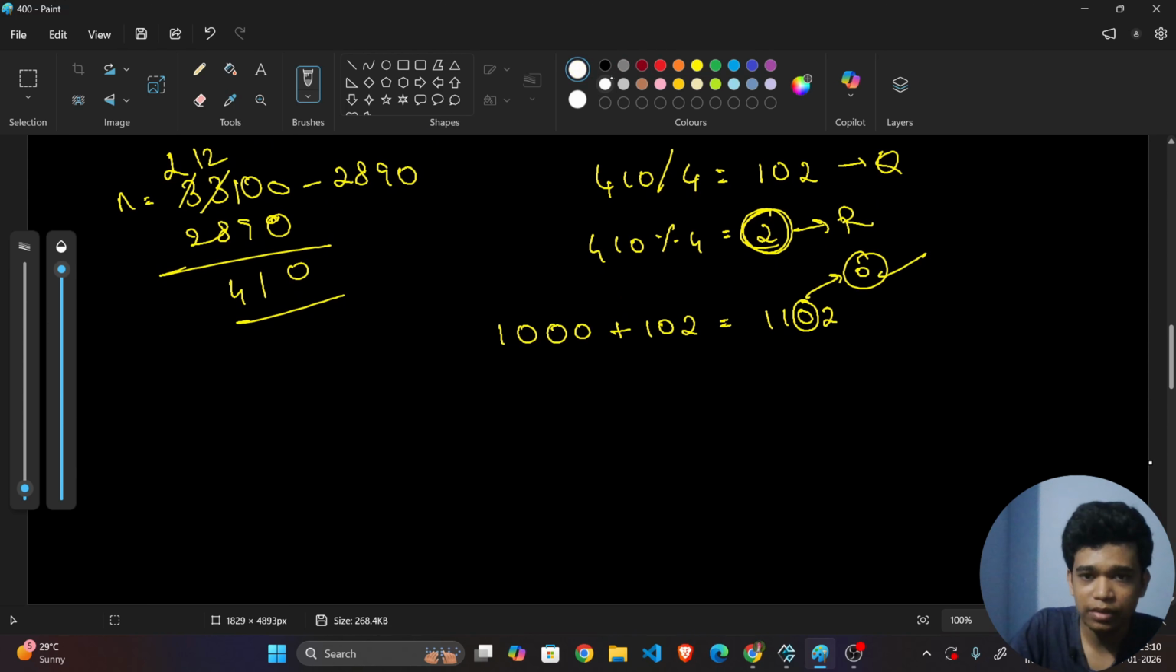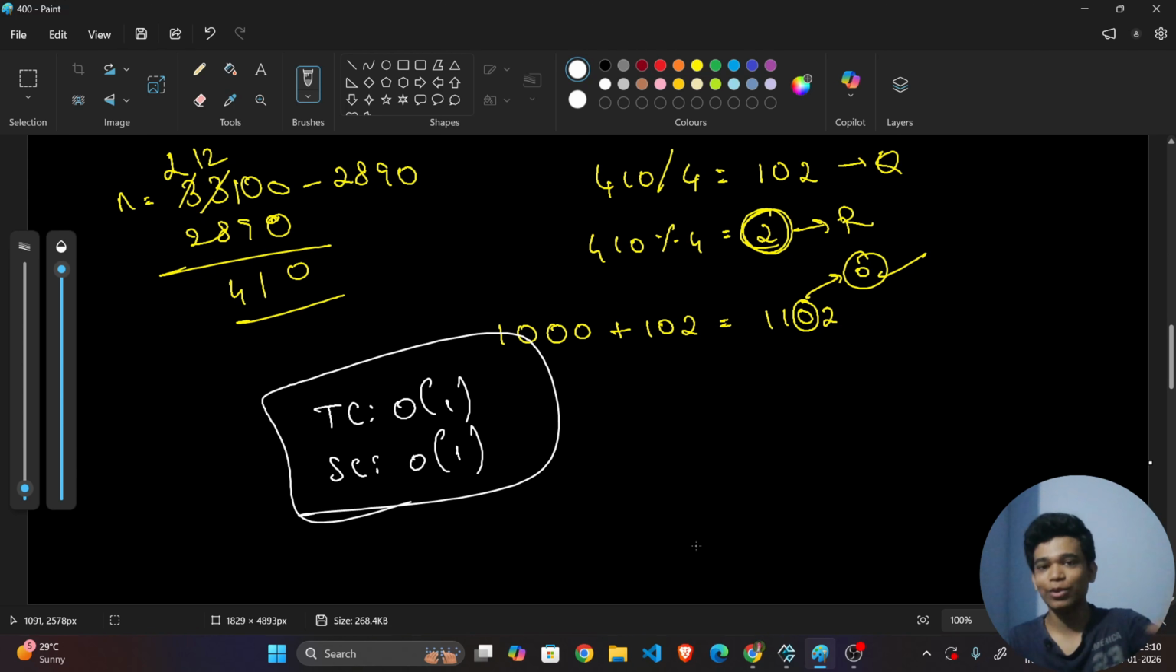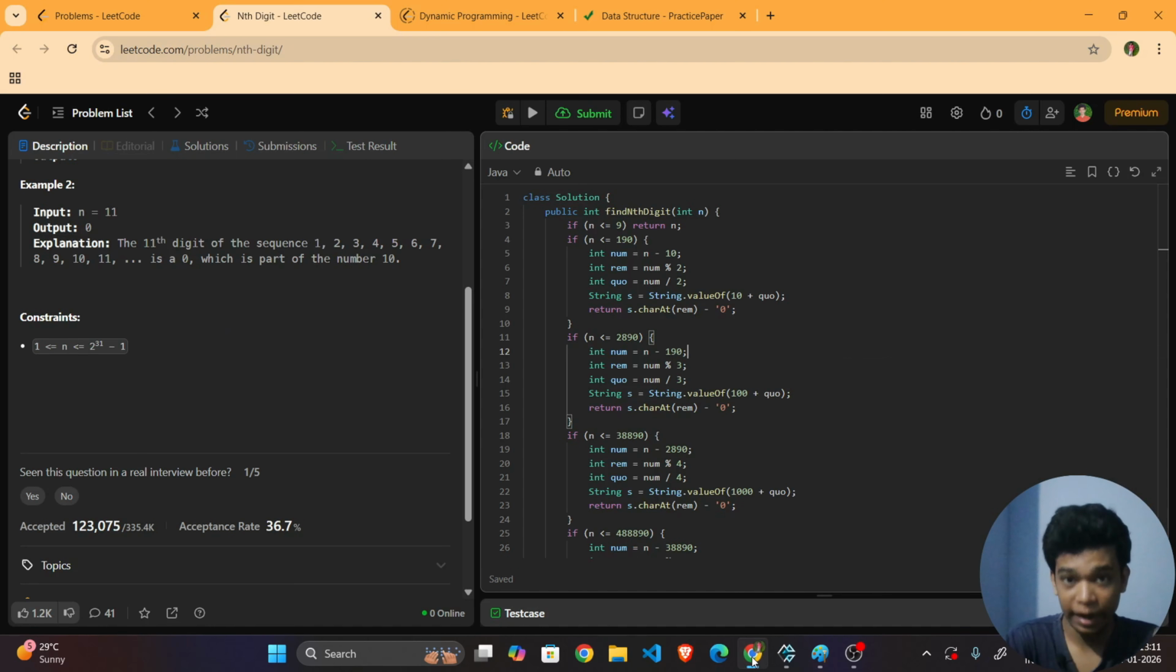So for this approach, guess what the time complexity and space complexity is? O of 1. I'll be showing you how we are going to do this. Before that, just know it is O of 1 and O of 1, constant time and space complexity. So for this, if this condition is satisfied, then do this. If it is a 1-digit number, do this. If a 2-digit number, then do this. Like that, we are going up to 2 power 31 minus 1 digits. So let us go for the code, then you can understand this clearly.